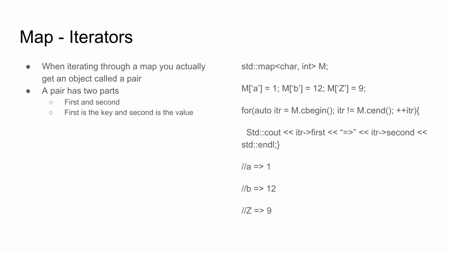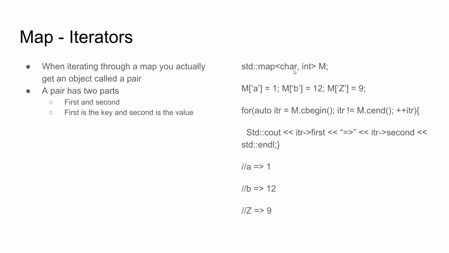So when you iterate through a map, you get two things out. You get an object called the pair. The pair has two members, first and second. First is the key, second is the value.